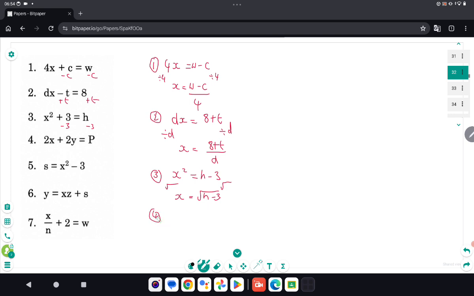Question 4. Right, so here we want to get rid of the plus 2y first, so we're going to take it away from both sides, which gives us 2x is equal to p minus 2y. Then we're going to divide both sides by 2.